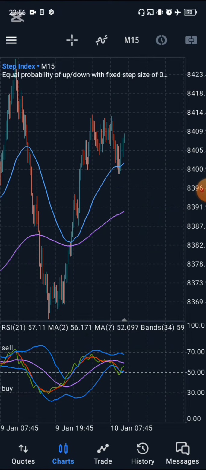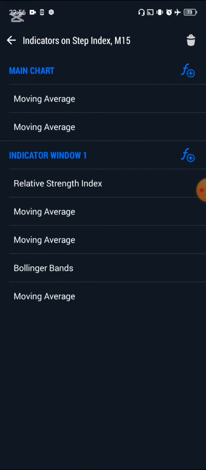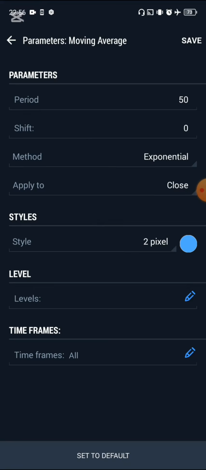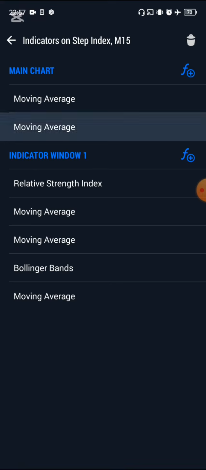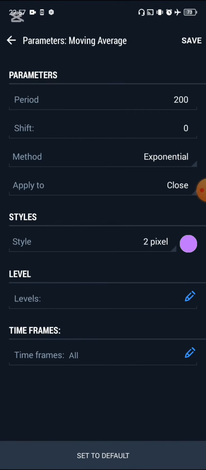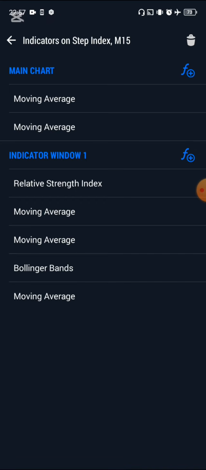So first of all, there are many moving averages that you can use, but personally I only use these two on the main chart, right? So the first moving average that we're going to be using is moving average of period 50, method exponential, and apply to close, right? And it's the blue one on my chart, right? And then we click save. And the second moving average that I use is the 200 moving average, and it's the purple one on my chart, right? And then we click save again, right?